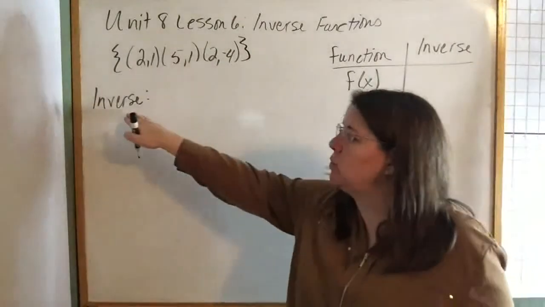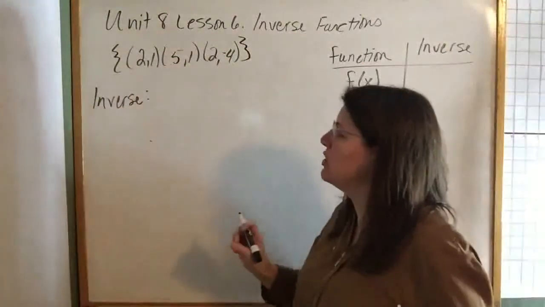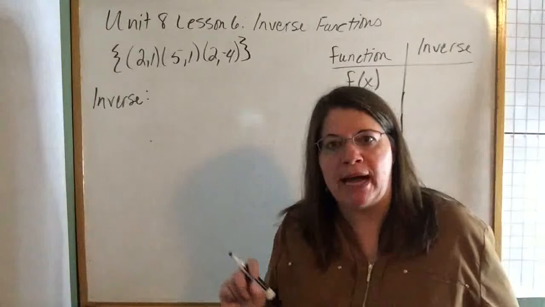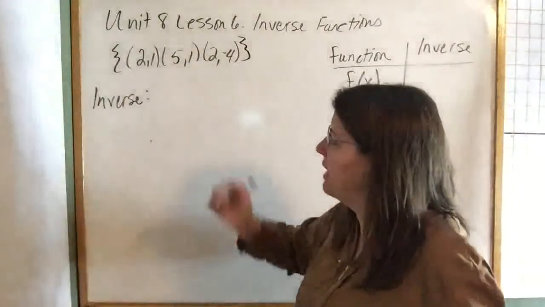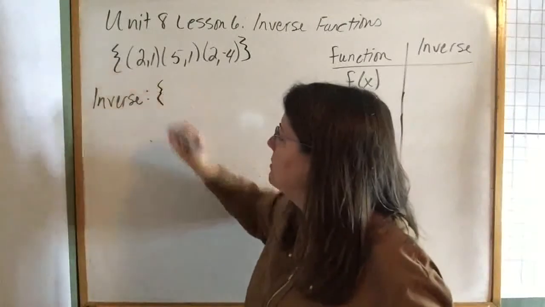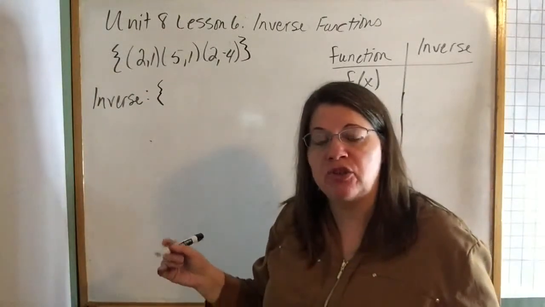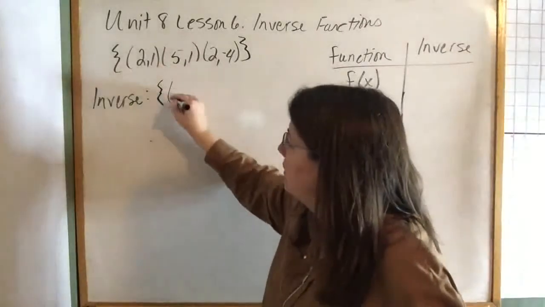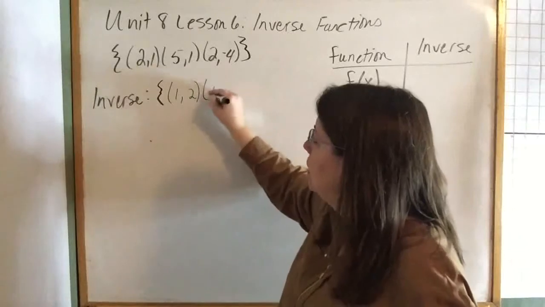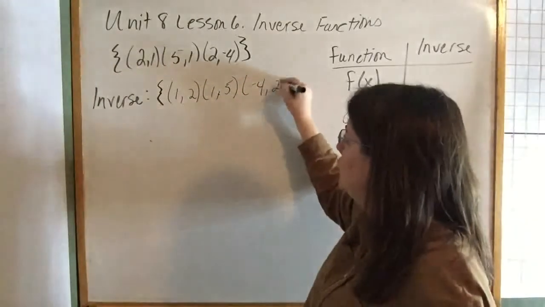But then we talked about inverse functions. The inverse of a function is when you switch the x and the y coordinate. So if I have a relation like this and I want the inverse of that relation, well, it's still going to be a relation. I still put it in set symbols, but the inverse of that relation is just going to be where I switch all of the x and y coordinates. So the inverse of this relation would be (1, 2), (1, 5), and (-4, 2).